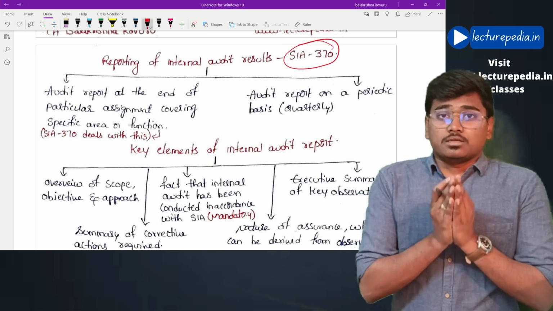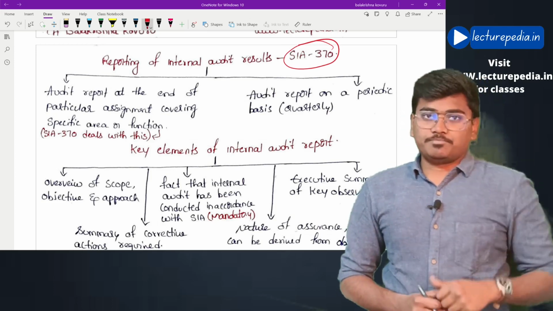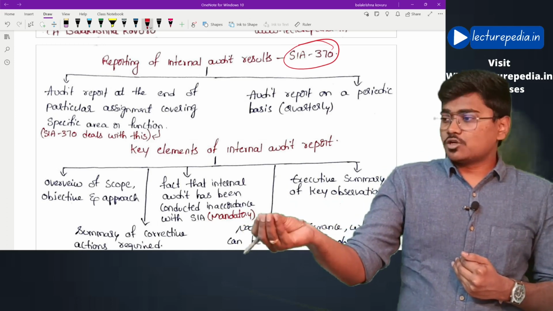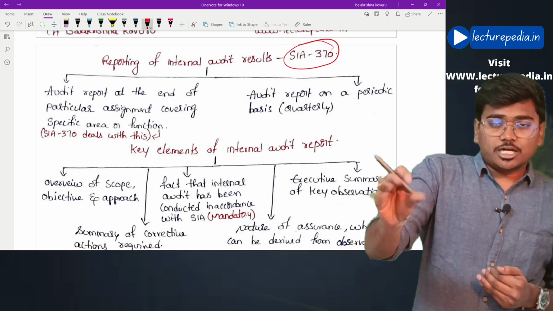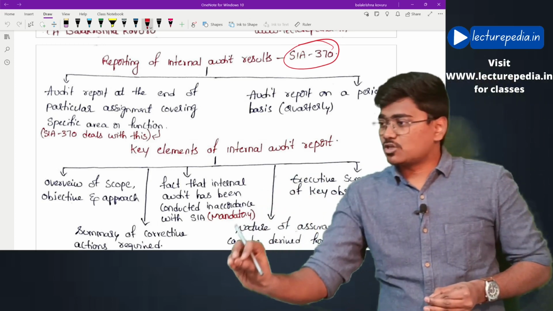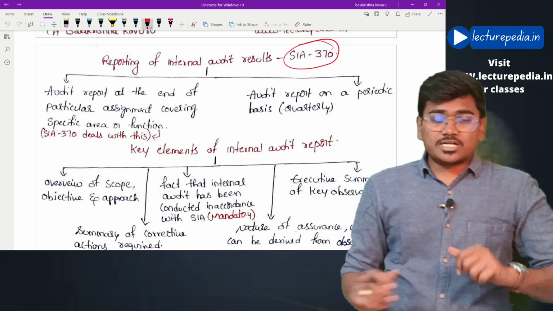One is that the internal auditor can report assignment-wise. Like, he has completed verification of stock, then he can report regarding that particular assignment. He has completed verification of internal controls, he can report regarding that particular assignment. This is one type of reporting.